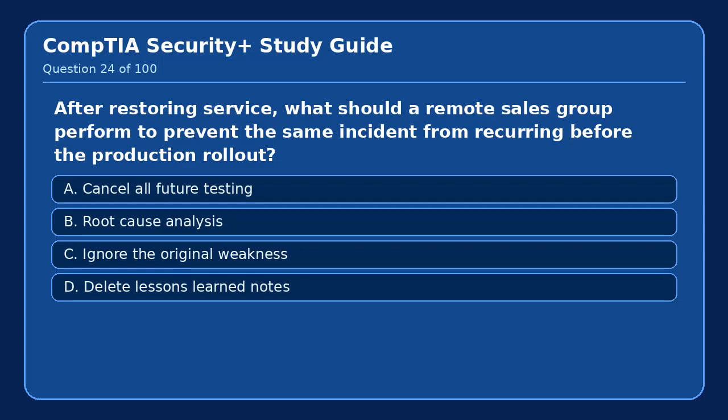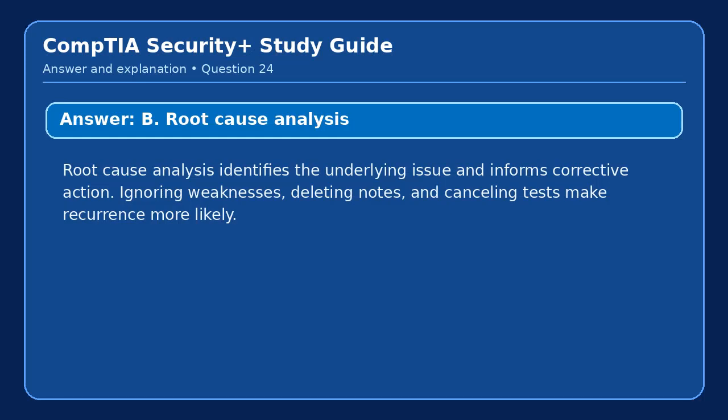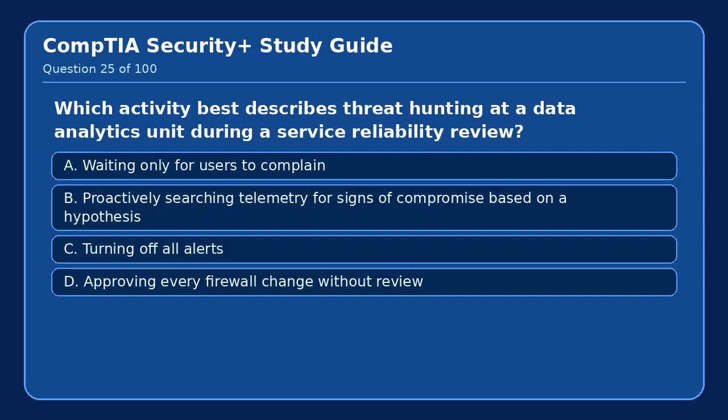Question 25. Which activity best describes threat hunting at a data analytics unit during a service reliability review? A. Waiting only for users to complain. B. Proactively searching telemetry for signs of compromise based on a hypothesis. The answer is B. Proactively searching telemetry for signs of compromise based on a hypothesis. Threat hunting is proactive and hypothesis driven rather than only alert driven. Passive waiting, disabled alerts, and unreviewed changes reduce detection capability.